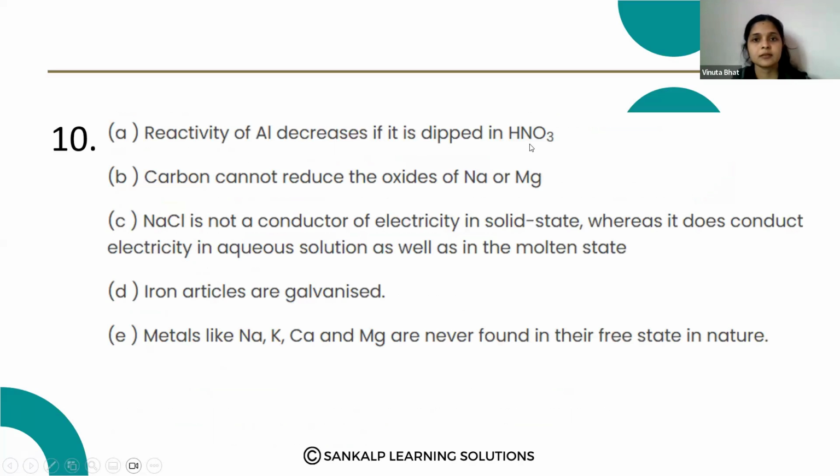Here, give reasons. First, the reactivity of aluminium decreases if it is dipped in HNO3. Second, carbon cannot reduce the oxides of sodium and magnesium. Third, sodium chloride does not conduct electricity in the solid state, whereas it conducts electricity in aqueous solution as well as in the molten state. And the fourth one, iron articles are galvanized.